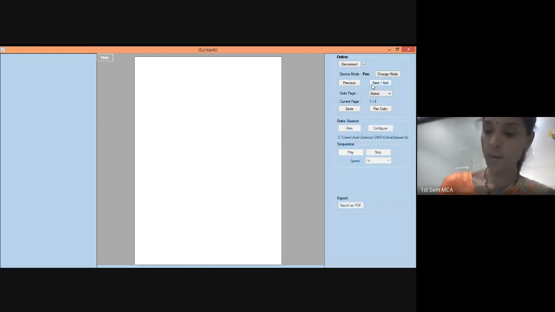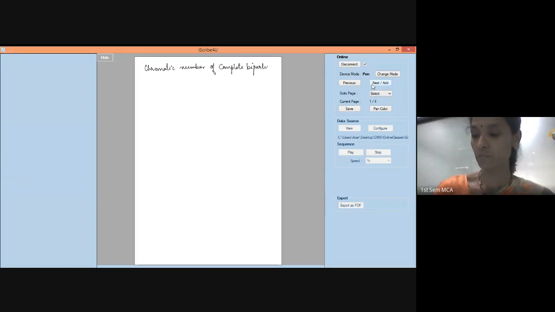What is the chromatic number of a complete bipartite graph? That means, what is the chromatic number of Km,n? Anyone? What is a complete bipartite graph Km,n? So suppose I take the chromatic number of a complete bipartite graph. Let us say I am taking K2,3. How do I draw the graph of K2,3?